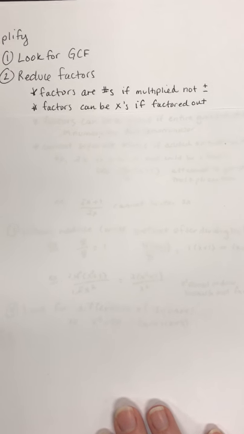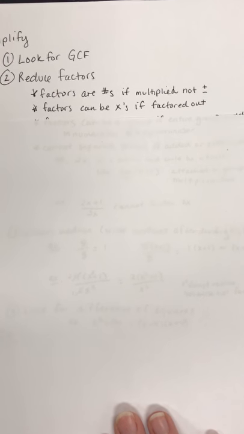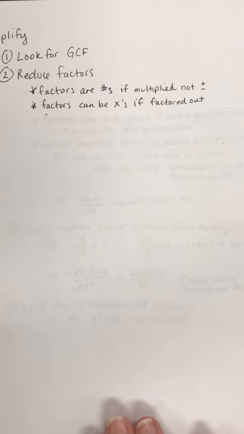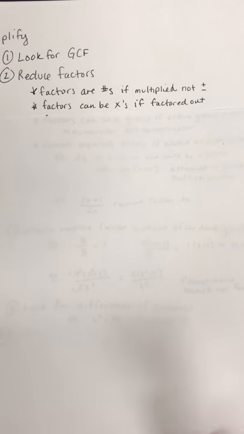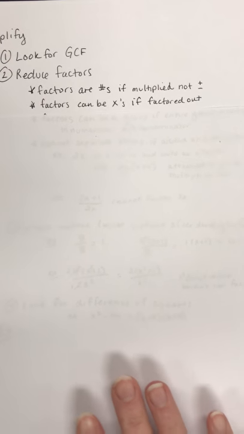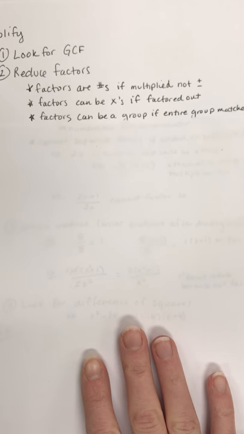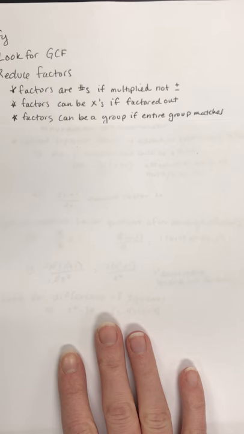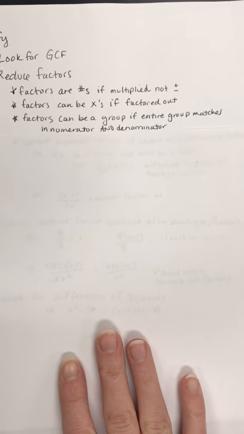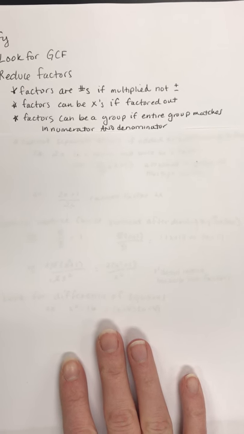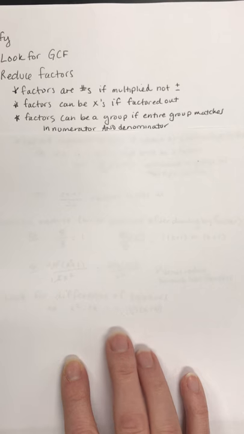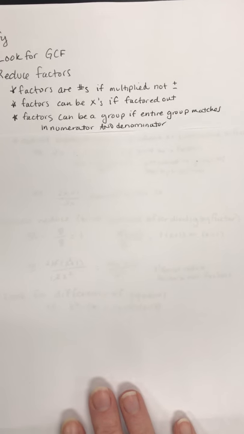Factors can be x's if they're factored out. So you could have x squared over x, and that would get factored out because it's just some variables over variables, and they're not being attached through addition and subtraction. Factors can also be a group if the entire group matches in the numerator and in the denominator. So if you have x plus 1 as your numerator, that's a group, and if the denominator also said x plus 1, that's when you would be able to factor it out.